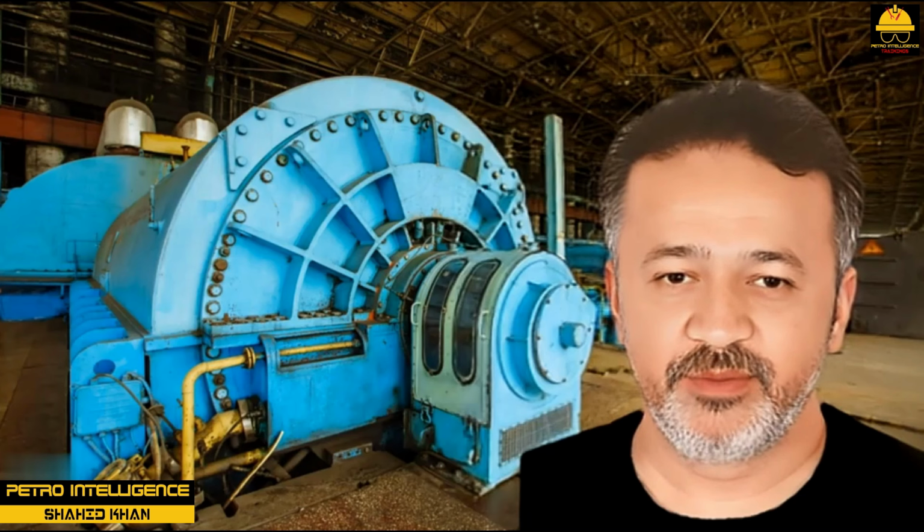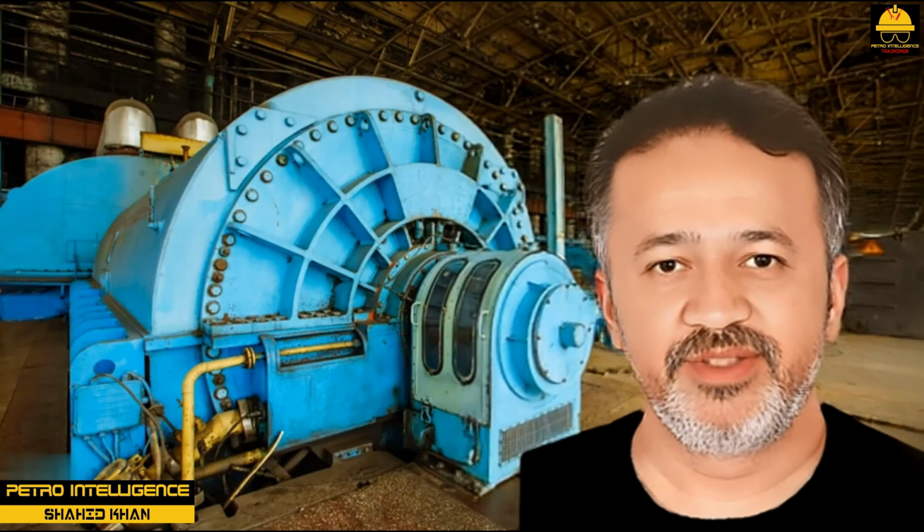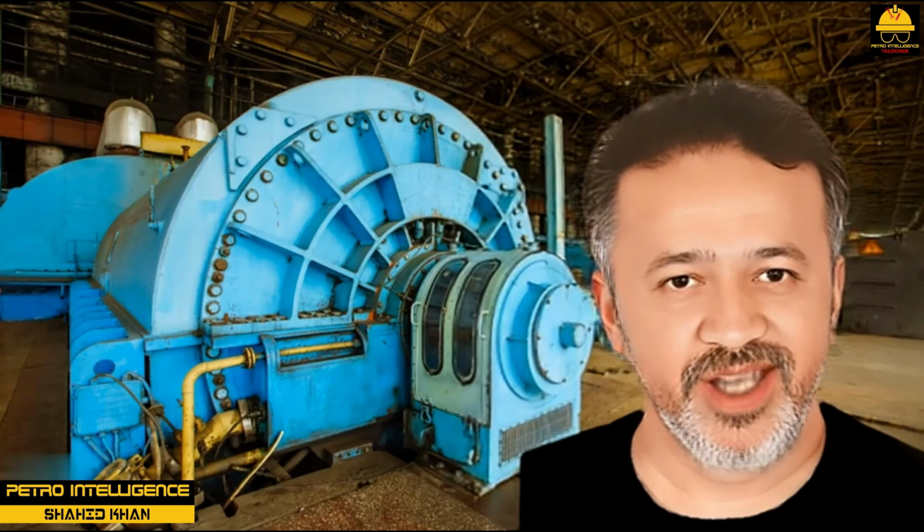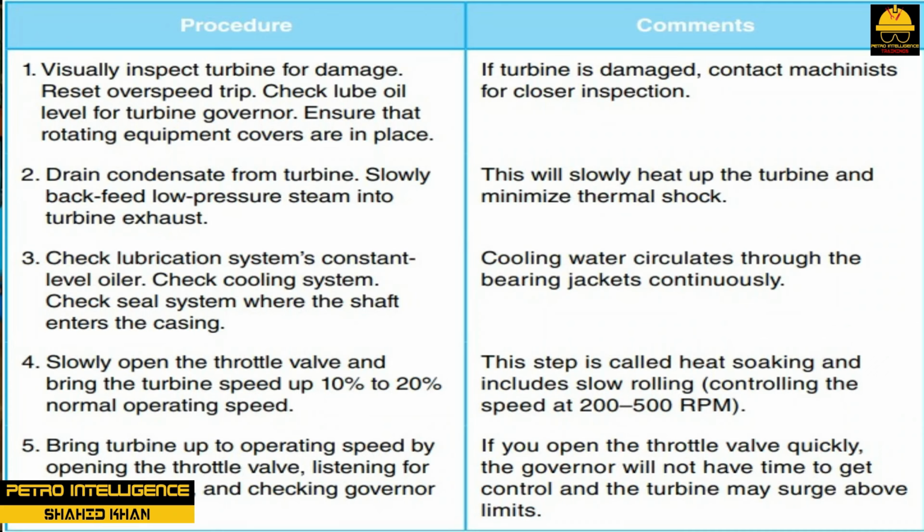Start up a steam turbine. To start up a steam turbine, follow the operating procedure as follows. 1. Visually inspect turbine for damage. Reset overspeed trip. Check lube oil level for turbine governor. Ensure that rotating equipment covers are in place. If turbine is damaged, contact machinists for closer inspection.